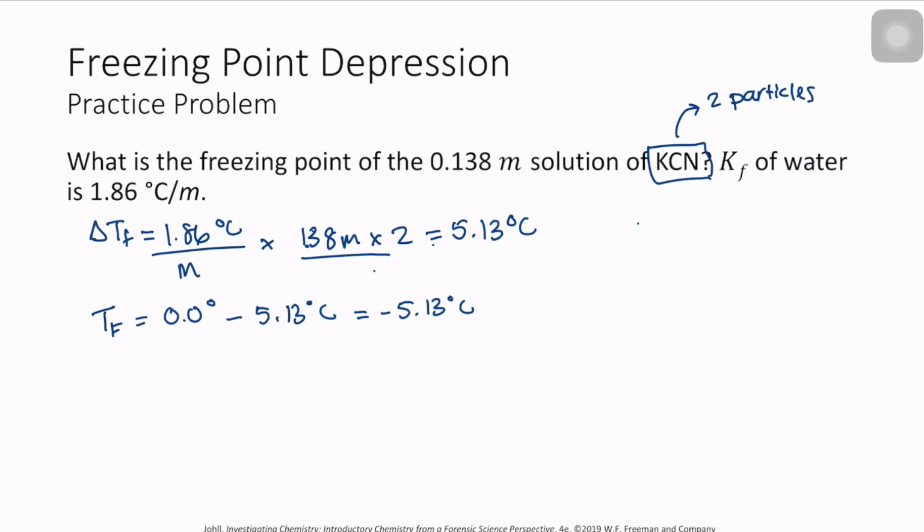This is a freezing point depression. The temperature is going to be lowered. 5.13 tells me that the temperature has increased from the normal freezing point, so that can't be my answer. And that's why I have to subtract it from my normal freezing point.